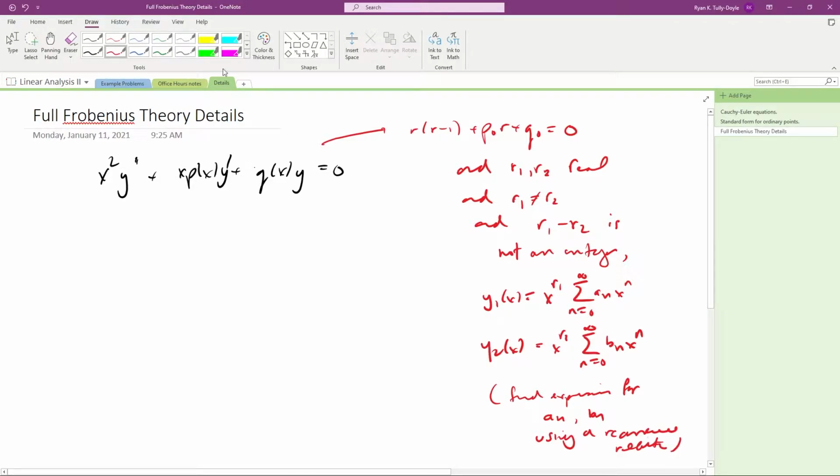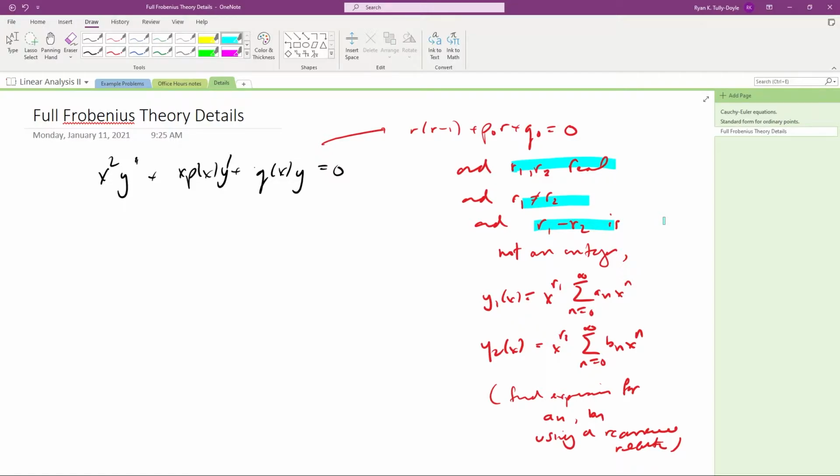So the problem is that this is a lot of very specific stuff that we've assumed here, right? We've assumed they're real, they're not equal, and they don't differ by an integer. And that's a lot to assume. And we didn't really talk formally about where this theorem came from. We sort of indicated where this might come from by assuming that since p and q were analytic, the equation near 0 ends up looking like the Cauchy-Euler form of the equation.